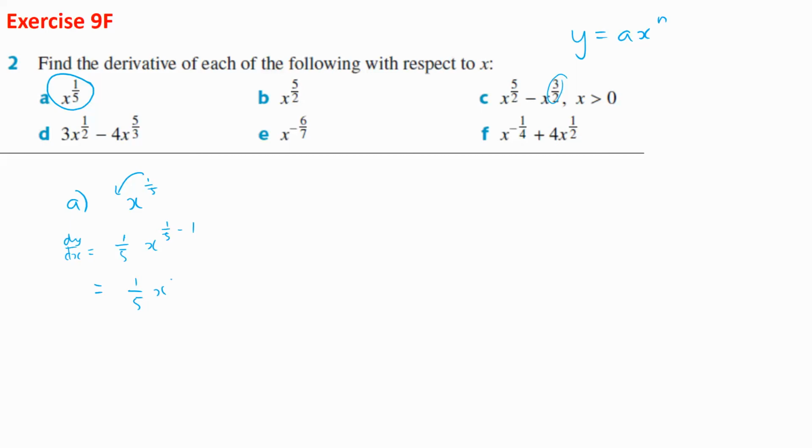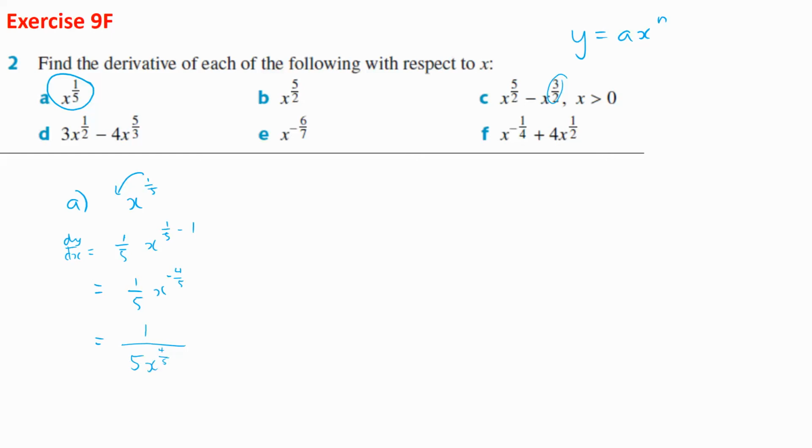Hopefully we can figure that out. That's -4/5. Okay, and so don't write your answer as a negative power. It would be much better to write your answer as 1 over 5 x to the power 4/5.